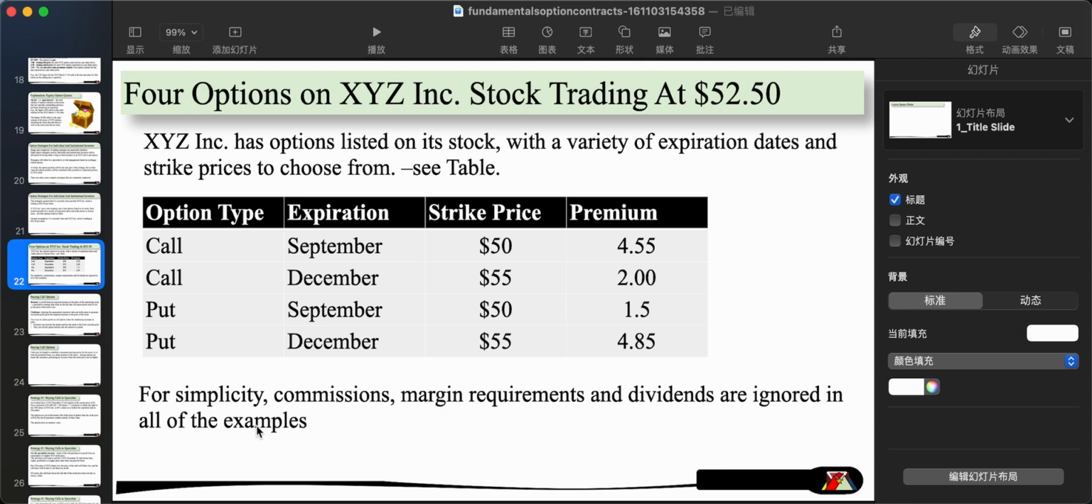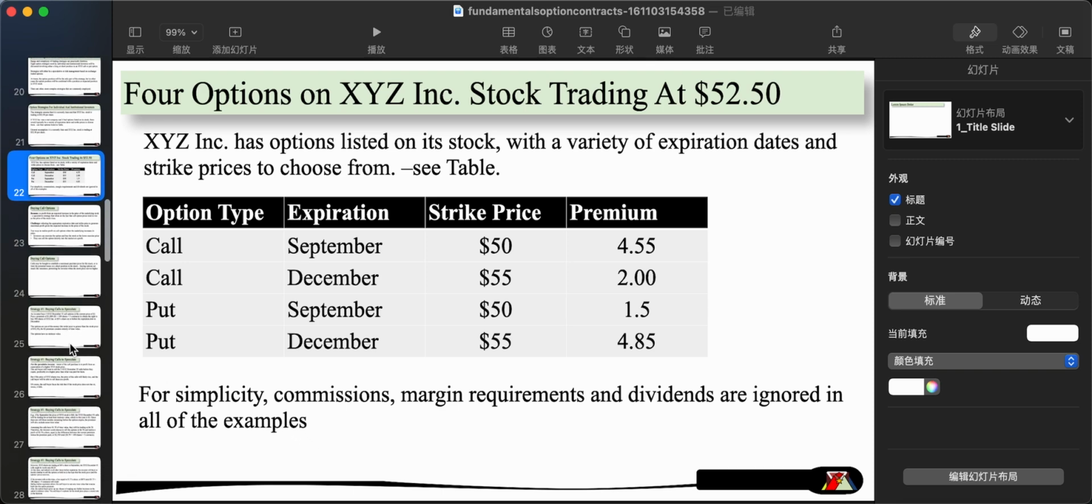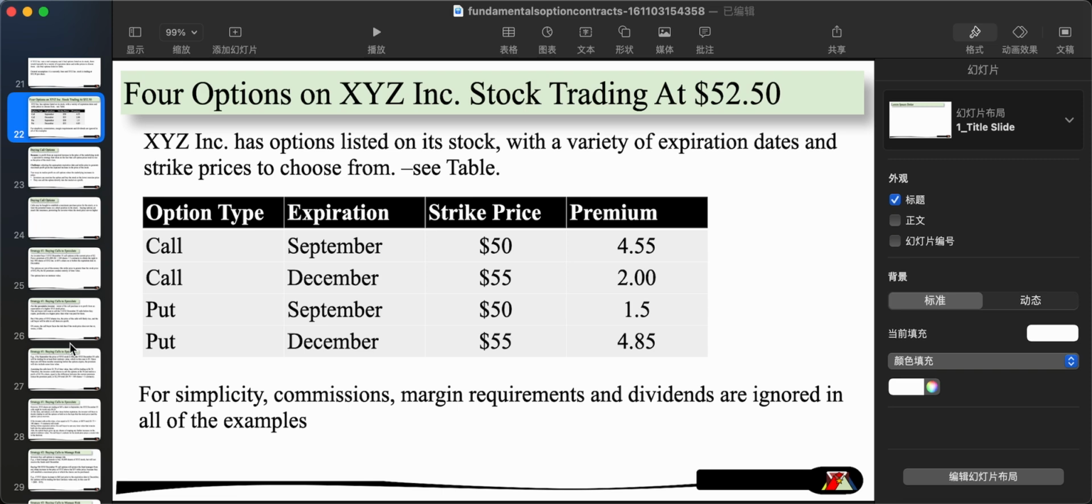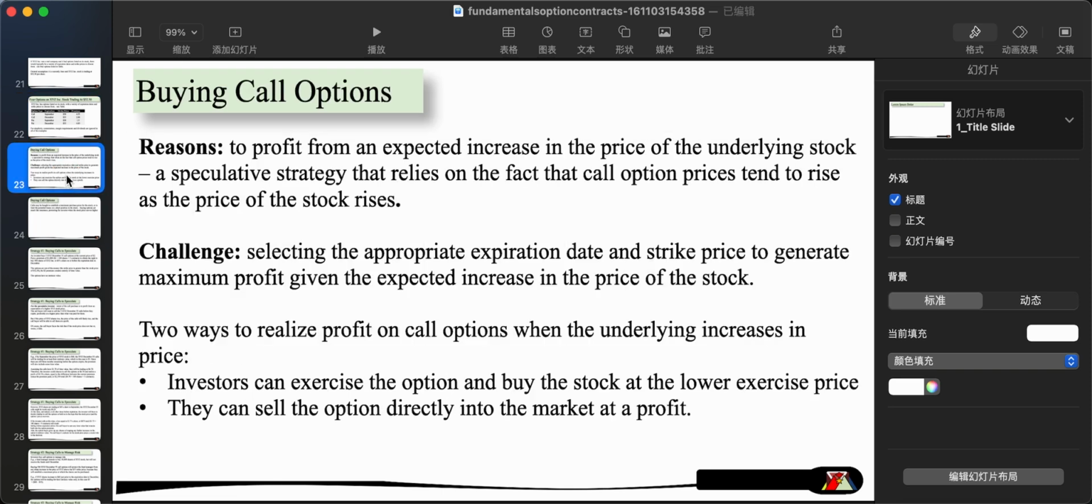For simplicity, commissions, margin requirements, and dividends are ignored in all of the examples. Keep in mind, if you are trading a real account, it does matter for you to take these commissions and margin requirements into consideration.